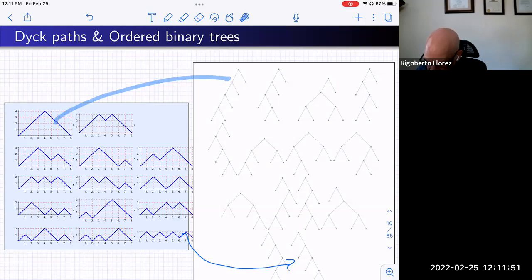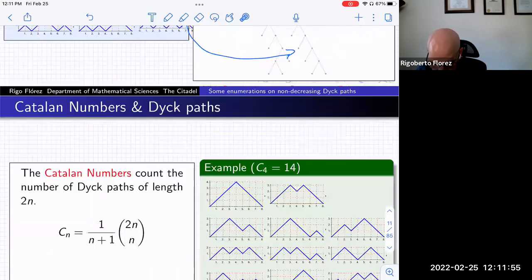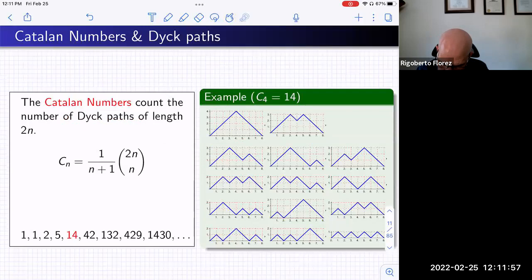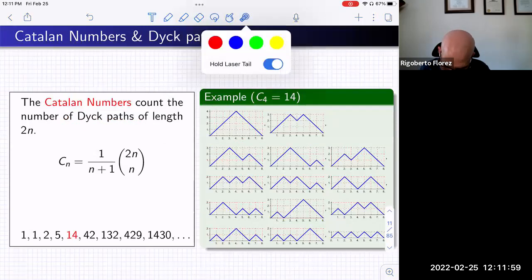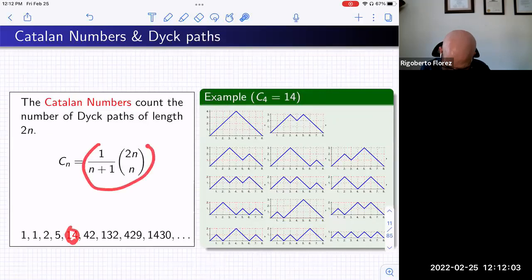Okay, now we have several ways to work with Dyck paths. And you remember the number that I gave you before, the 14? That 14 is basically coming from this recursive sequence and is a Catalan number. So Dyck paths are counted by Catalan numbers. That makes Dyck paths famous, because Catalan numbers are famous.